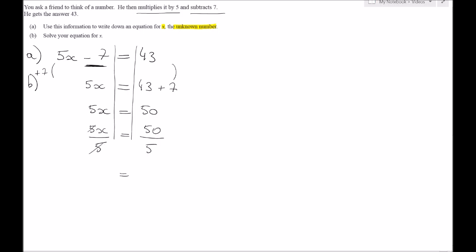So 5x divided by 5 is x. 50 divided by 5 is 10. My mystery number or my unknown number is 10.